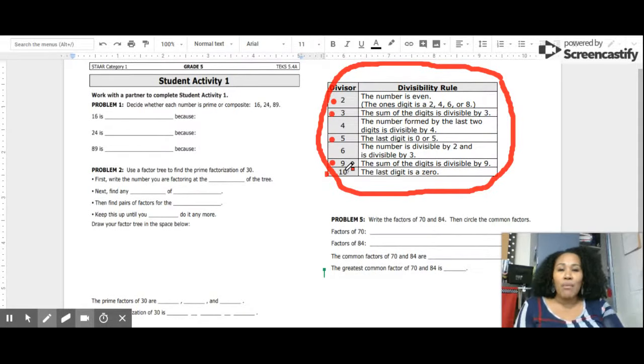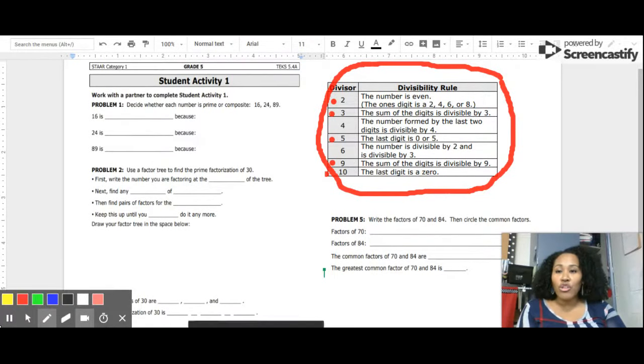So remember, a prime number is any number that has exactly two factors, one and itself. And when we're talking about composite numbers, that's any number that has more than two factors. So it needs to be three or more factors to make that number.